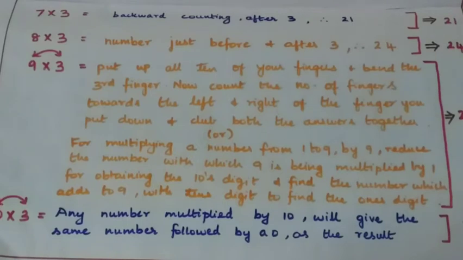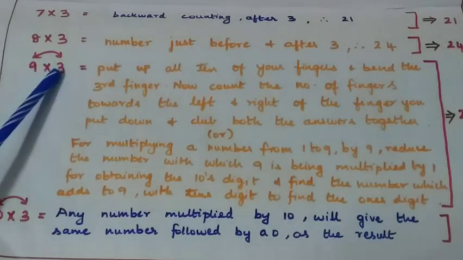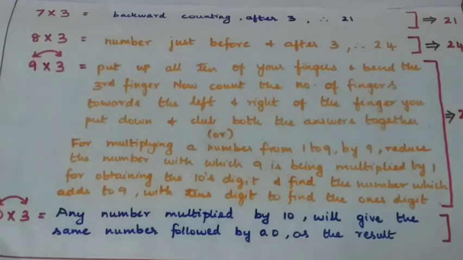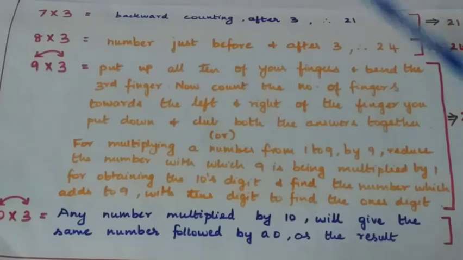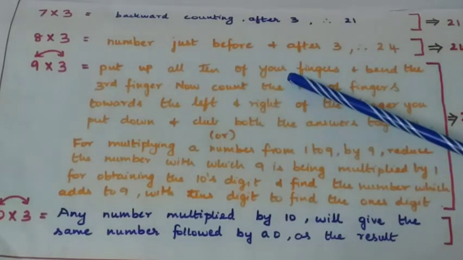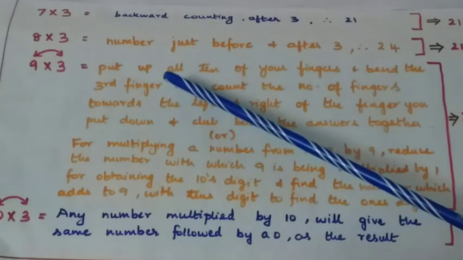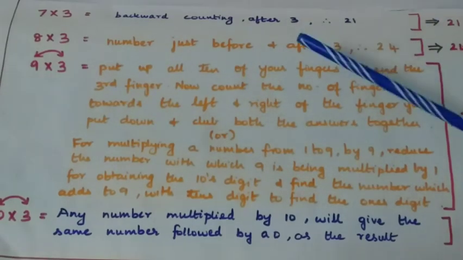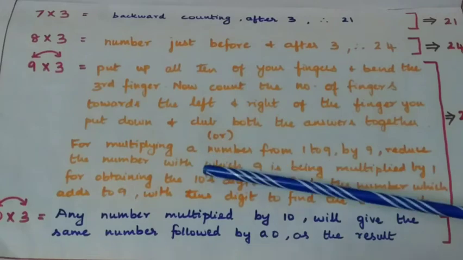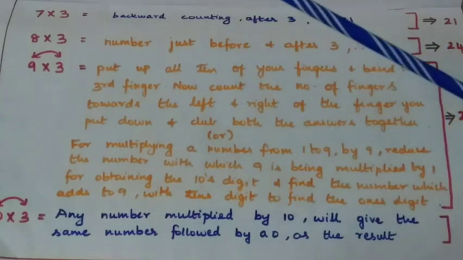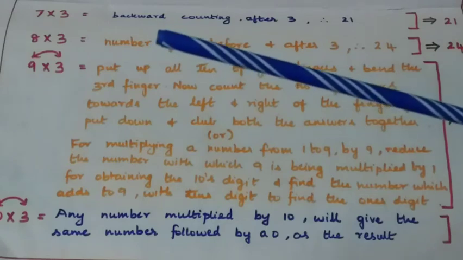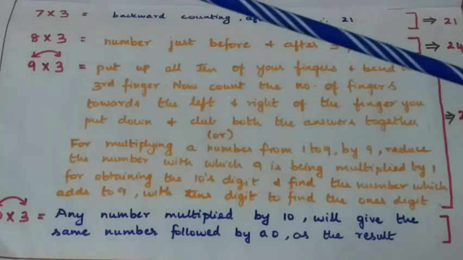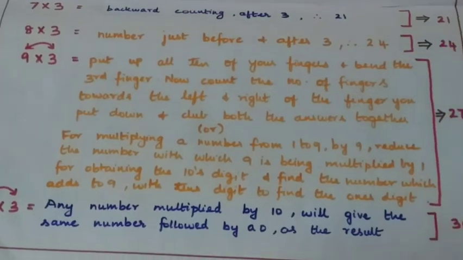And for the 9th row where 9 is being multiplied by 3, since we know that 9 into 3 is the same as 3 into 9, and having learnt about the table 9 already, you can either put up all 10 fingers and then bend the third finger and count the number of fingers before the third finger and the number of fingers after the third finger to find the answer of 9 into 3. Or you can use this trick where you need to just reduce the number with which 9 is being multiplied by 1 for obtaining the tens digit and find the number which adds to 9 to find the ones digit. So the result is 27.